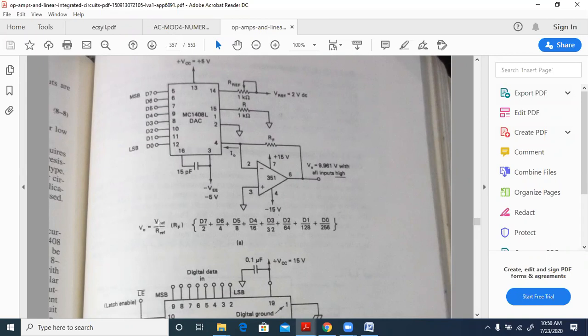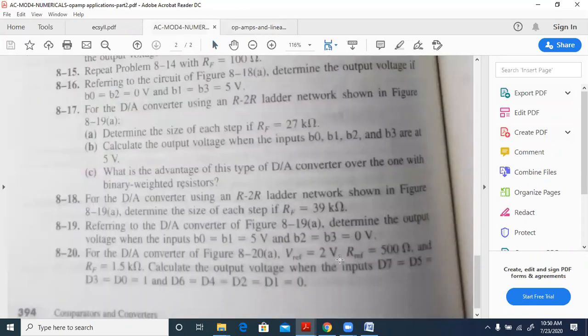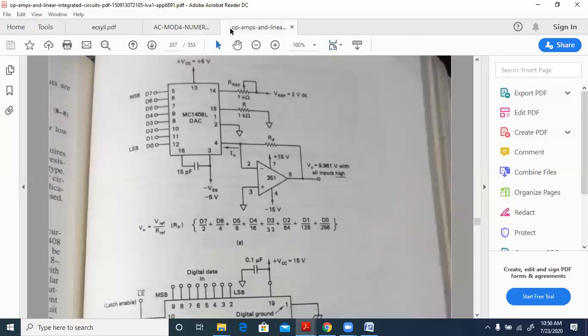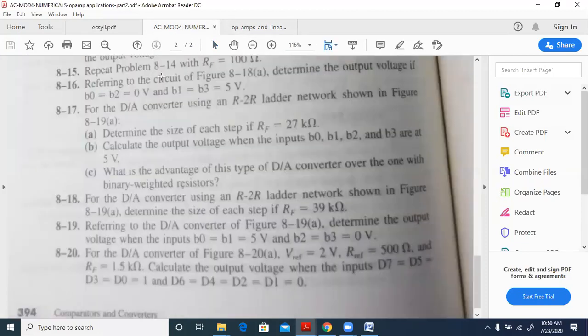You have this formula. So you just need to substitute there. V reference 2 volts, R reference 500 ohms, RF 1.5 kilo ohm. Then D7 and all those values are given to you. D7 equal to D5 equal to D3 equal to D0 equal to 1. D6 equal to D4 equal to D2 equal to D1 equal to 0.